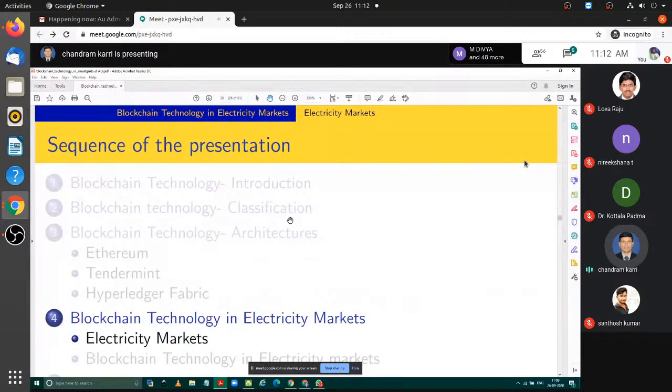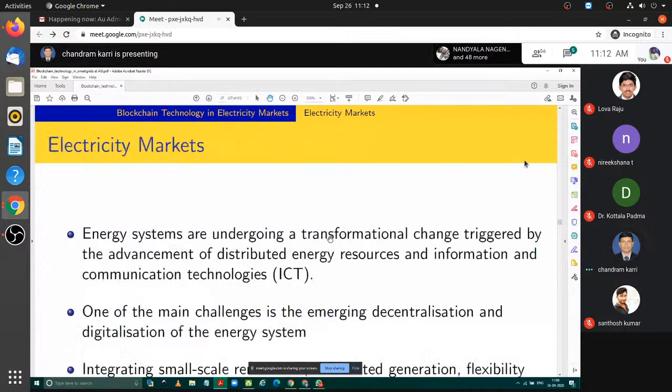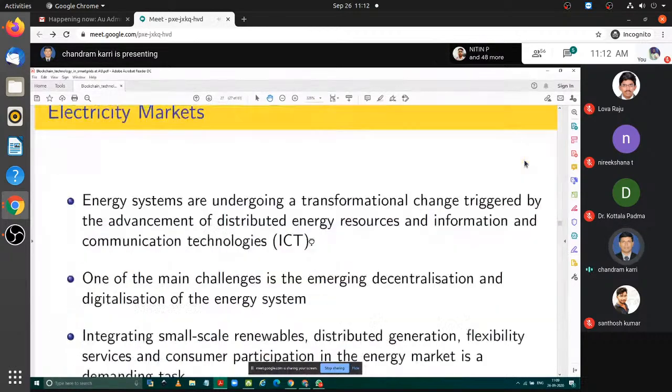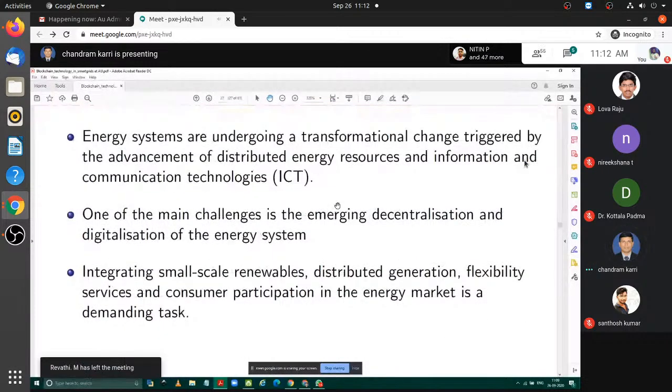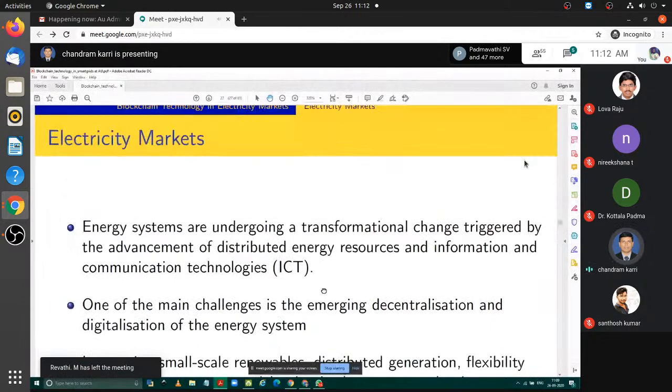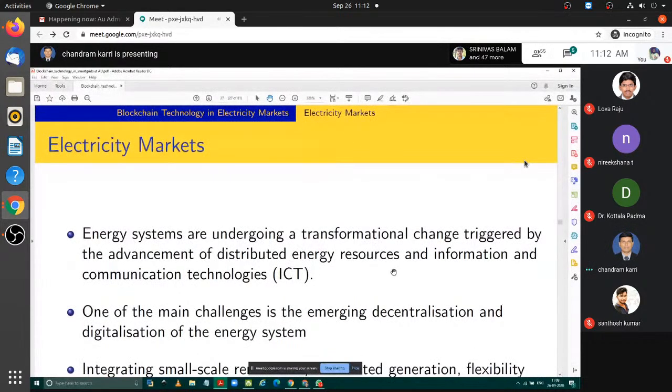So with this brief introduction about blockchain technology, classification, and various architectures, how can this blockchain technology be adapted to our own domain, like electricity market and smart grid? As I told in the beginning of my lecture, there is a tremendous change in the market structure. You know that in the beginning, in the traditional power system, what is the job? Generation, it is transmitted to the various utilities, and billing will be done.